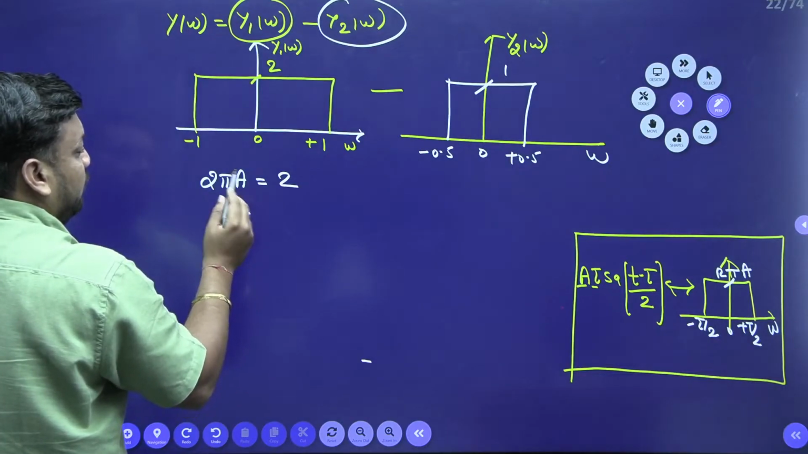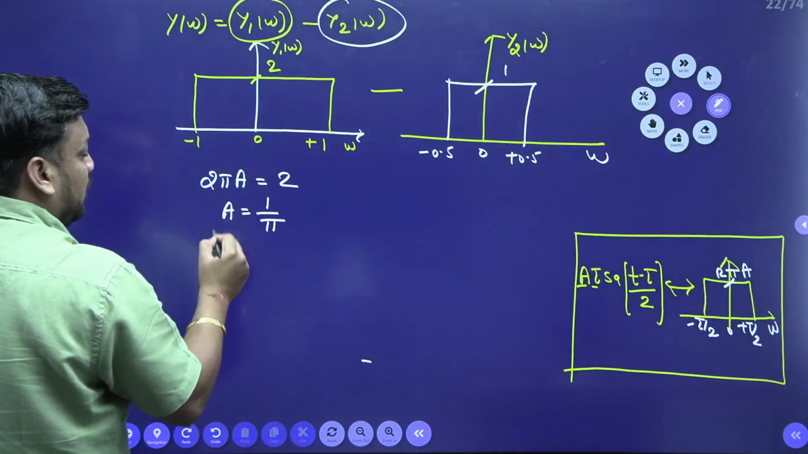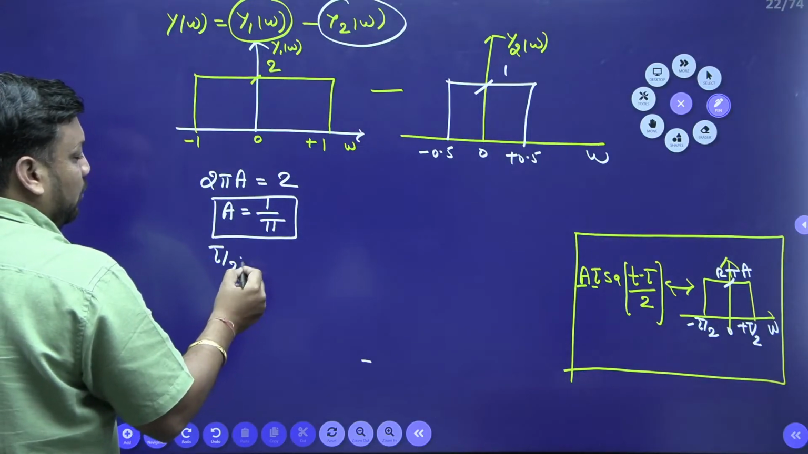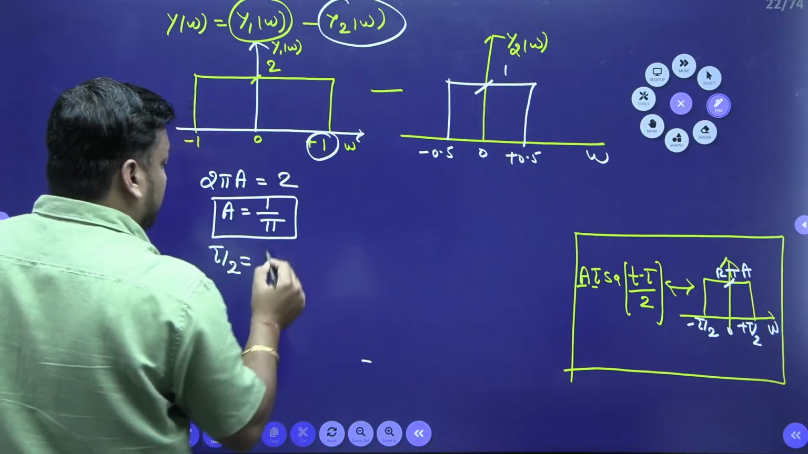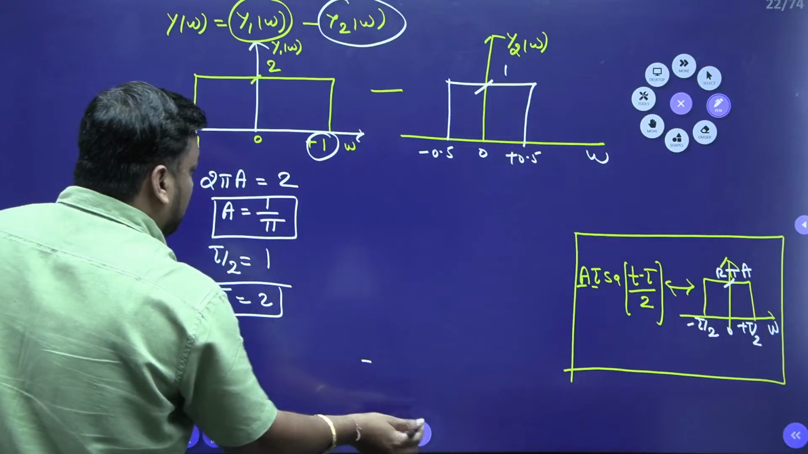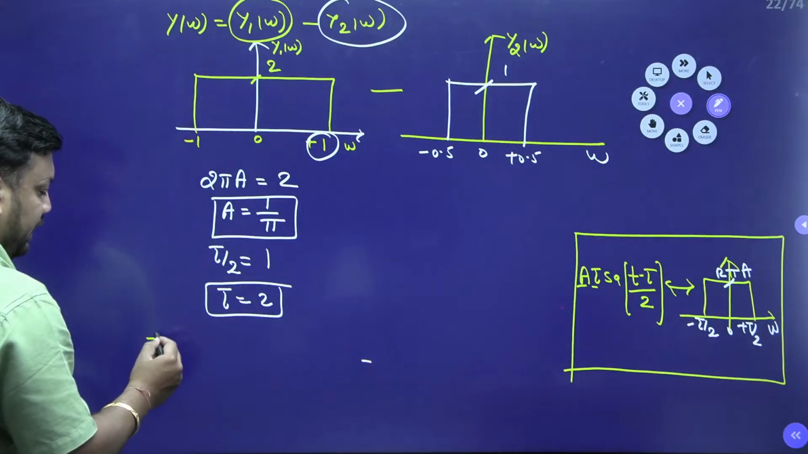So a is equal to 2, to get canceled out, 1 upon pi only. So I know the value of a already. Now I should also compare the value of tau: tau by tau is nothing but this 1, so the tau value is here 2. Now I have a also, I have tau also.